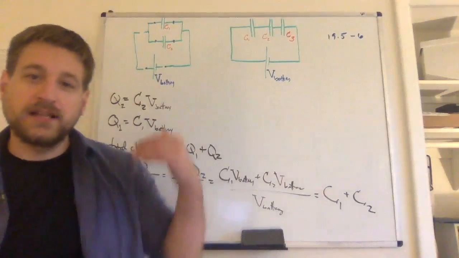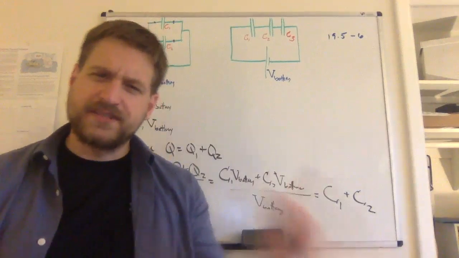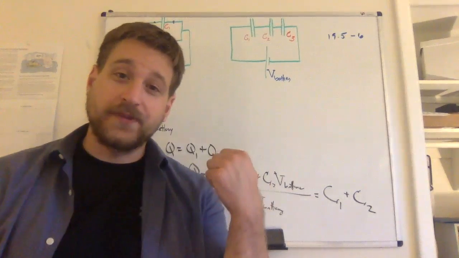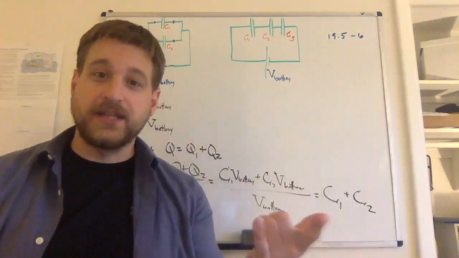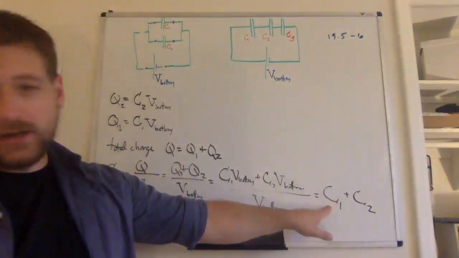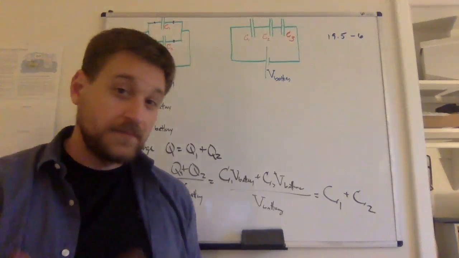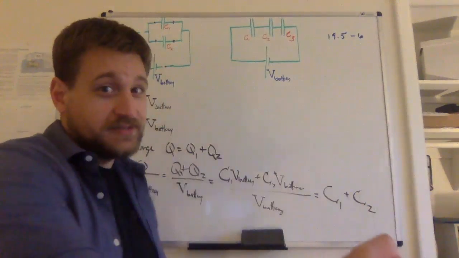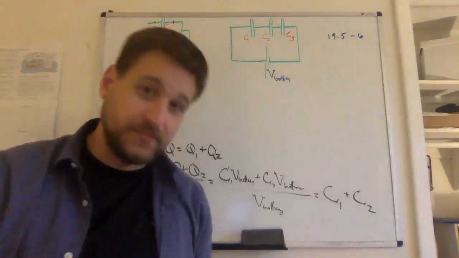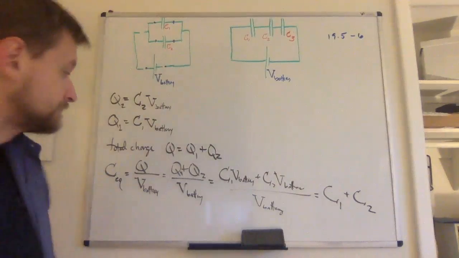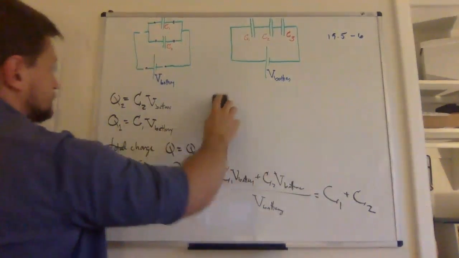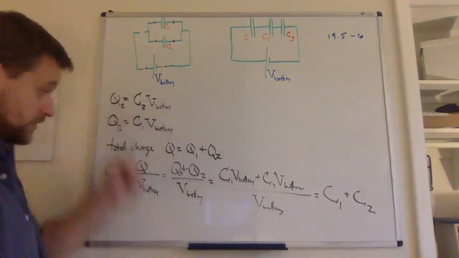Same kind of deal like resistors in series, which is interesting. And it makes me wonder if it's going to flip fully. Resistors in series are like capacitors in parallel. Are resistors in parallel like capacitors in series? Let's find out. Good with that?